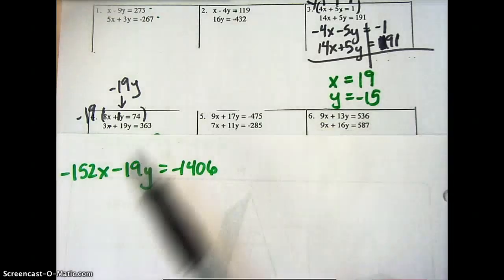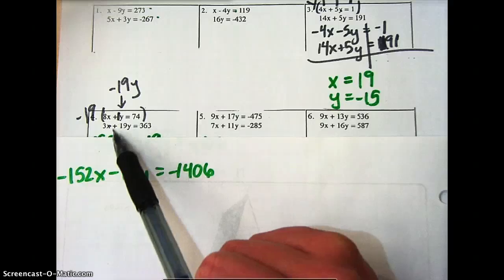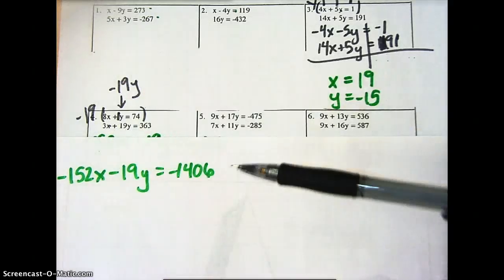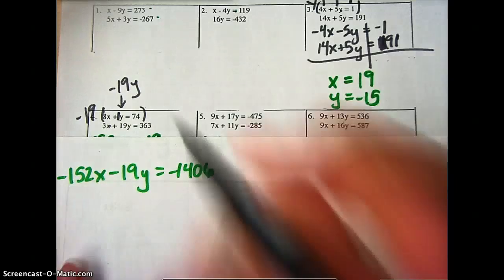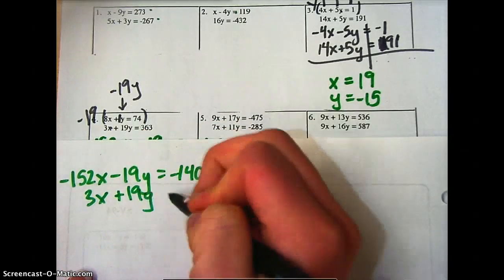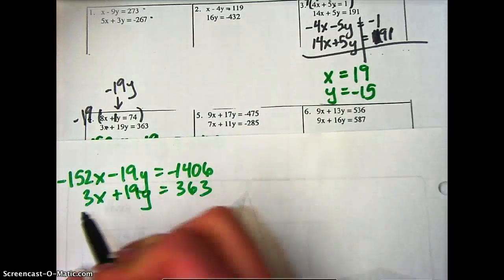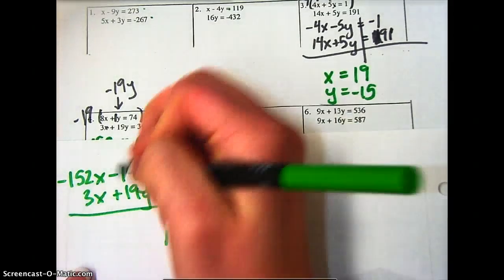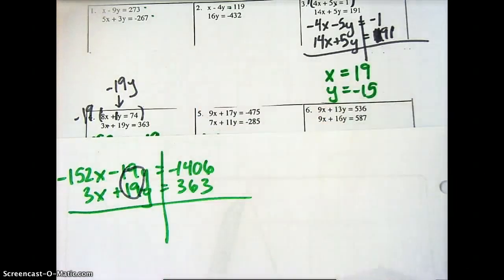Number 4, I left you at the point where you should have multiplied everything by negative 19 so that the y's would disappear. This is what the first equation should have become. And remember, then we copy down our second equation and we start to eliminate from there. So now we're going to merge the equations and we see the y's start to disappear. And we see the x's.